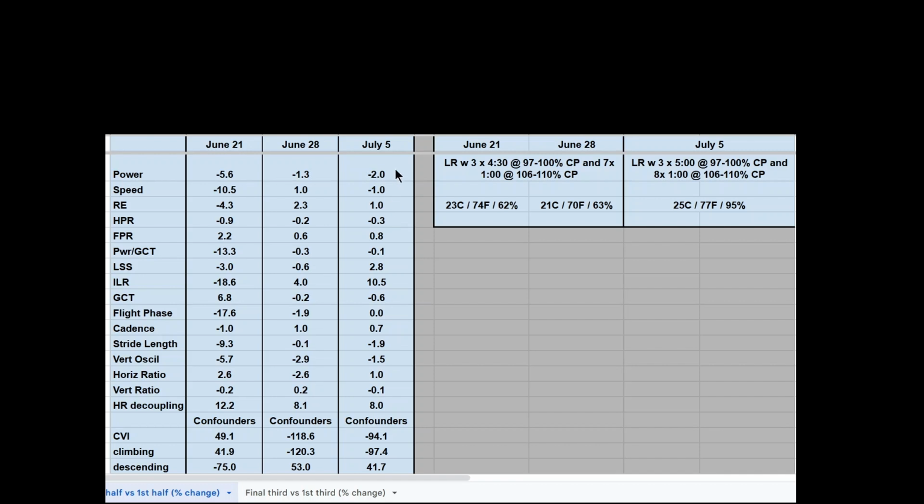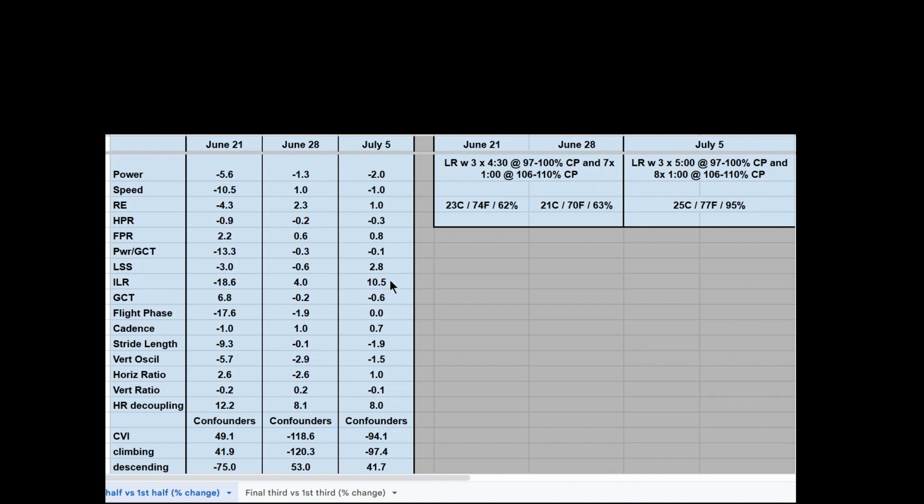But what we see here is power declined only 2%, which is still better than this one. Speed declined 1% because power declined 2%, running effectiveness only increased 1%, and so speed decreased. Very similar numbers for horizontal power ratio and form power ratio, meaning not much signs of fatigue. Yeah, a little bit, but not really big time. Power to ground contact time was, again, near flat. So this was really good in my mind.